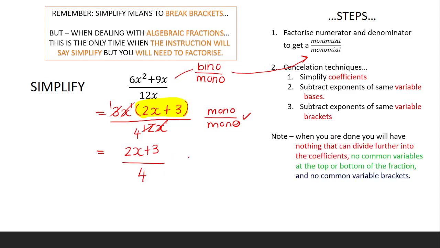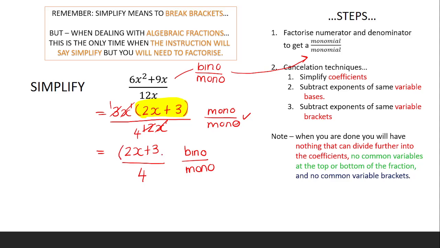So we're now looking at a binomial over a mono. We cannot go and simplify or factorize this binomial anymore. We can't factorize a mono, it is what it is. So we are done. So when you are done, you will have nothing that can divide further into the coefficients, no common variables in the top or bottom of the fraction, and no common variable bracket.